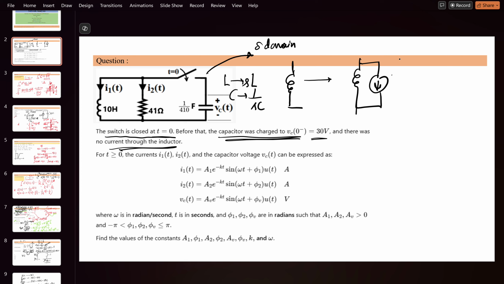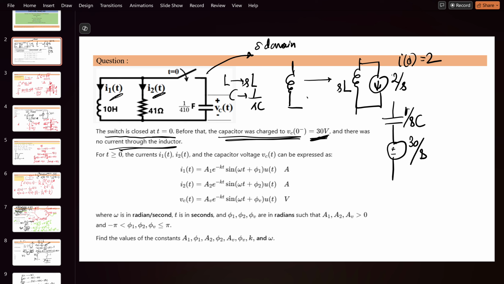Suppose I0 is 2, so it will become 2 by S, and this is SL. And if some capacitor was initially charged, it will be represented by a voltage source. Suppose here it is given 30 volt, so it will come out to be 30 by S here, and it will become 1 upon SC here. Okay, this is the representation in the S domain. This was the time domain because i2(t), i1(t) and vC(t) are given. So this is a conversion from the time domain to the S domain.